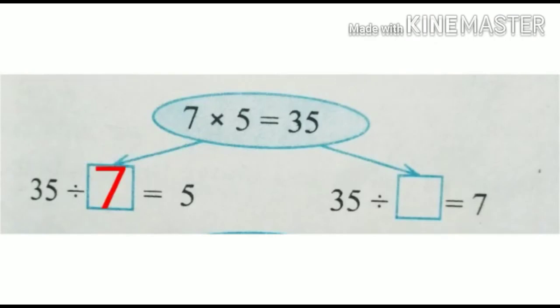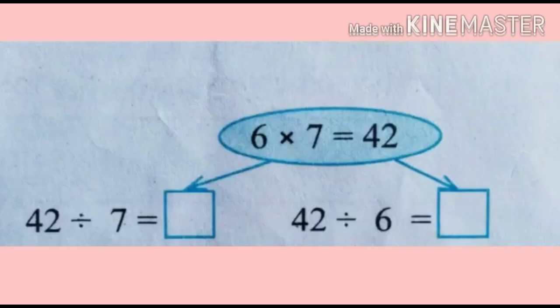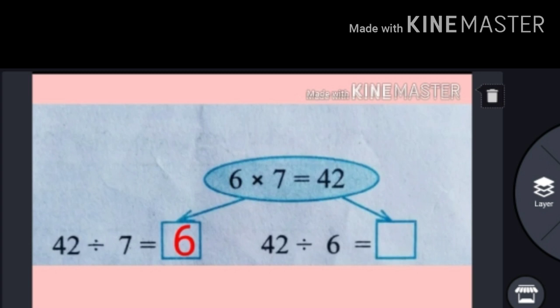Now the second is 35 divided by dash. So here it will become 5. So 35 divided by 5 is equal to 7. If we change the numbers, the answer remains the same. The next sum, 6 7s are 42. So 42 divided by 7 is equal to, we have to say the table of 7 up to 42. So 7 6s are 42. So it is 6.